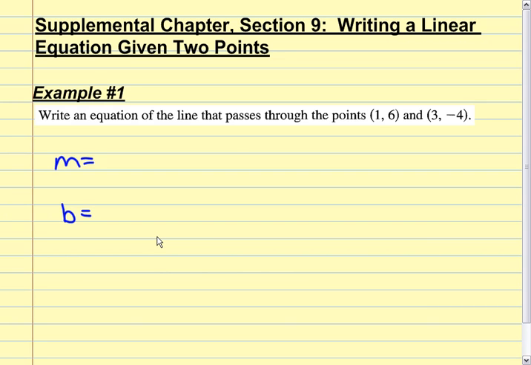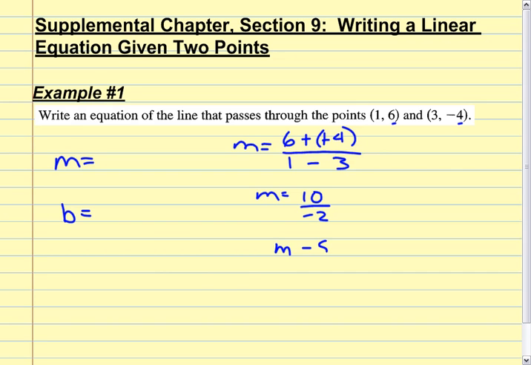I've got 2 points. So I know the slope is going to be, remember it's y's on top, so it's going to be 6 minus -4 on top, 1 minus 3 on the bottom. So the slope is going to be 10 over -2. And then the slope is going to simplify to give us just -5. Right? 10 divided by -2 gives me -5. Now I know what the slope is.